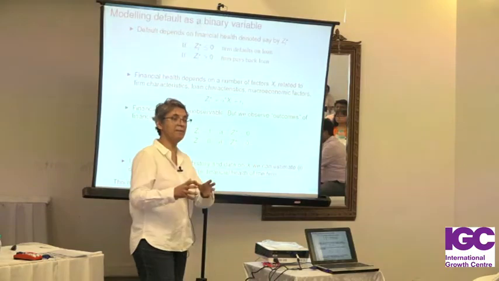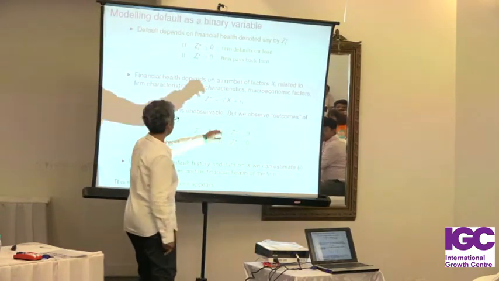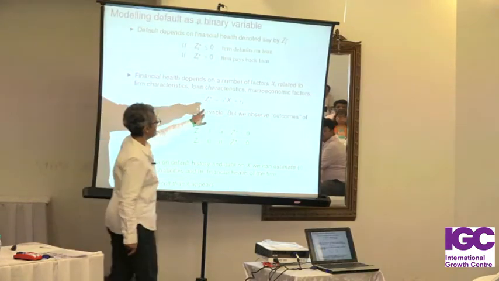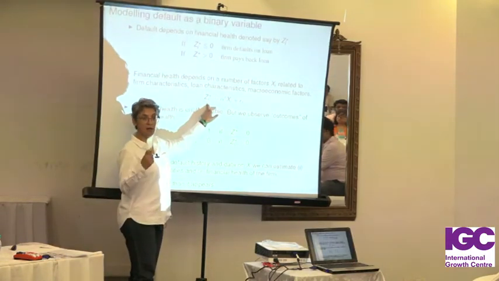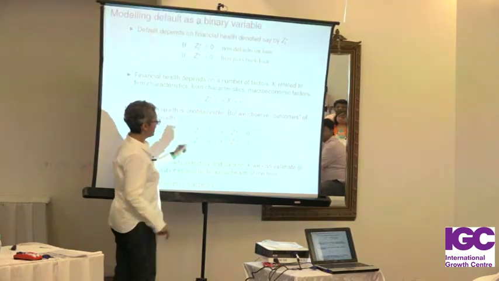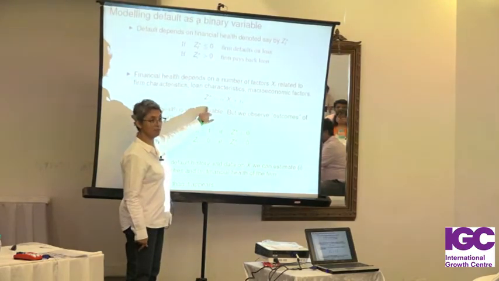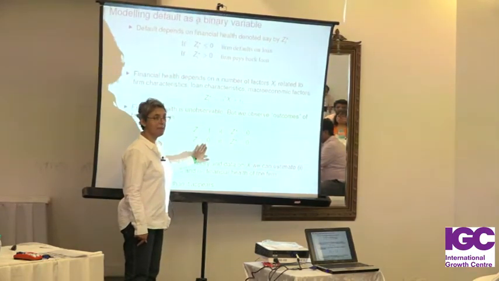Okay? So there is something about the financial health that I can capture by things that are measured, and something that I cannot. All I know is that, unfortunately, the Zi itself cannot be seen. It cannot be measured. What can be measured is default versus not. This is a real value. This is a real numbered value. This is a binary value.